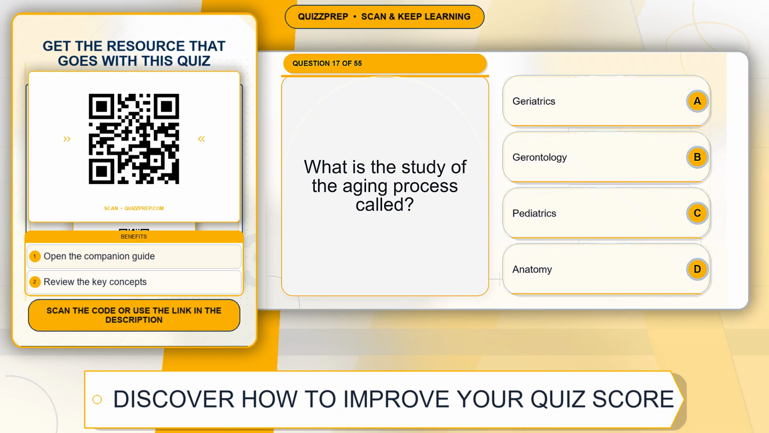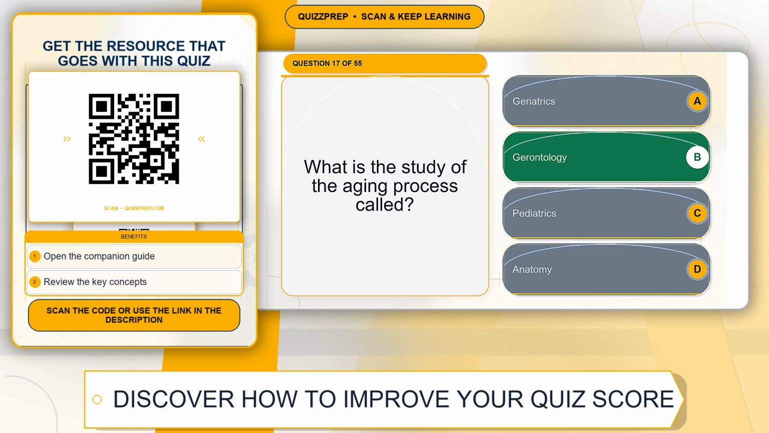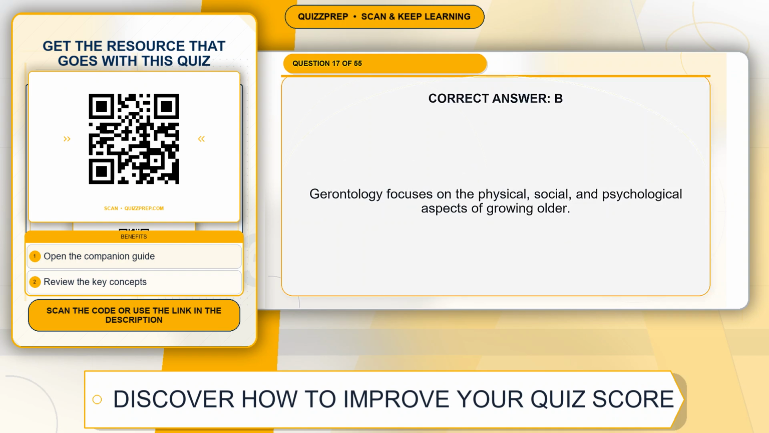Question 17. What is the study of the aging process called? Option A, geriatrics. Option B, gerontology. Option C, pediatrics. Option D, anatomy. The correct answer is option B, gerontology. Explanation: gerontology focuses on the physical, social, and psychological aspects of growing older.